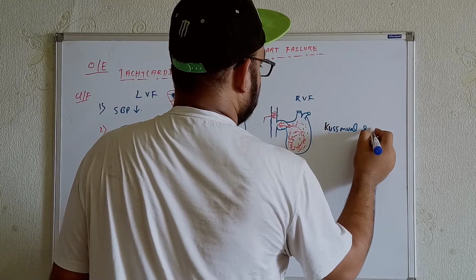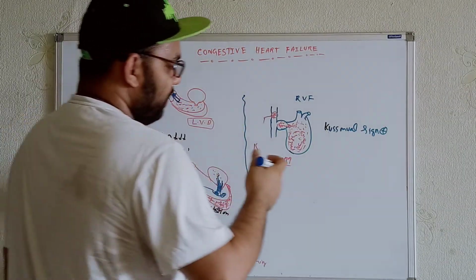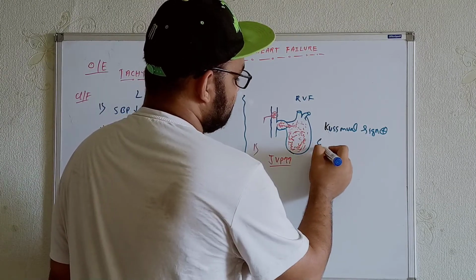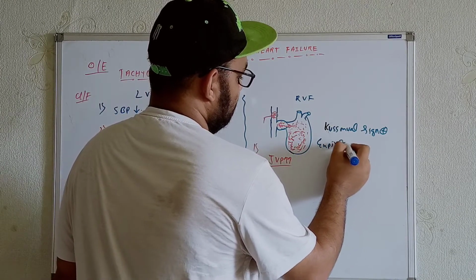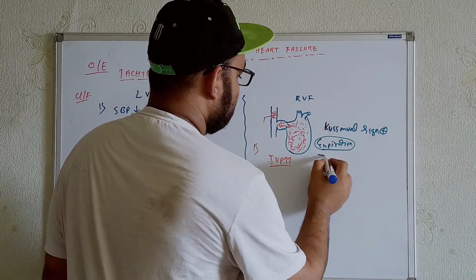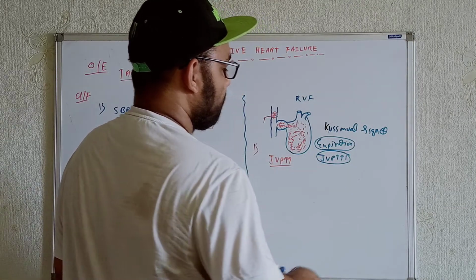We'll get Kussmaul sign. So Kussmaul sign will be positive. Try to understand from here. Whenever the jugular venous pressure is increased, just after the inspiration the pressure is supposed to be reduced, but in these cases we will see there is still no change in the jugular venous pressure. That means it will still be increased.